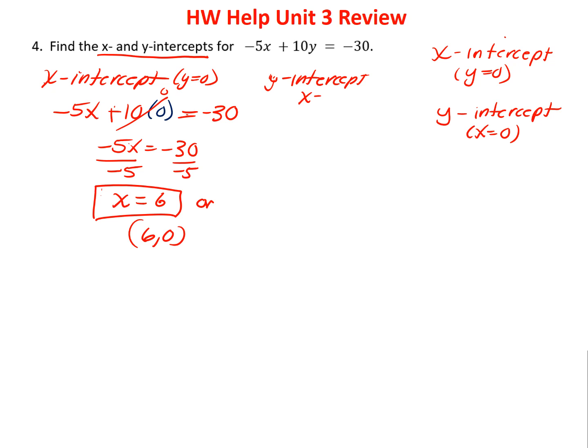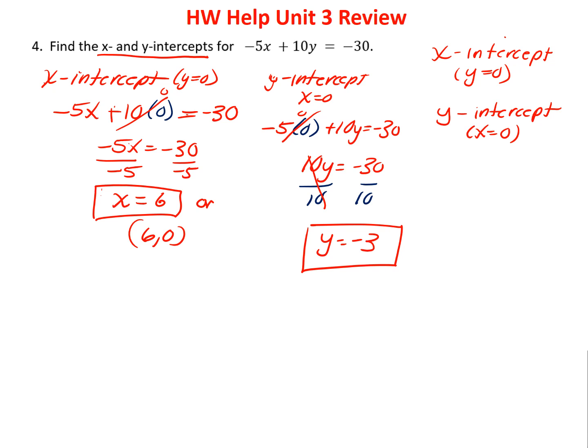Now in a similar way, to find the y-intercept, this is where x equals 0. So I write the same equation, but this time minus 5, and I make x be 0. Plus 10y equals minus 30. So again, that times 0 is 0. So I'm left with 10y equals minus 30. So we're going to undo the 10 times y by dividing both sides by 10. That goes to 1. So I'm left with y equals minus 3. That's my y-intercept, or if I want to write the point, it is 0, minus 3.